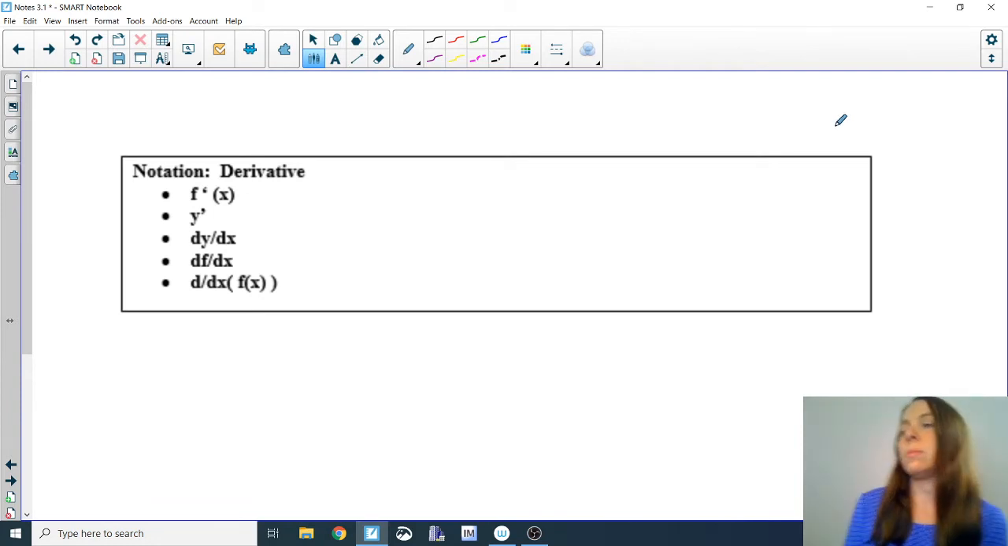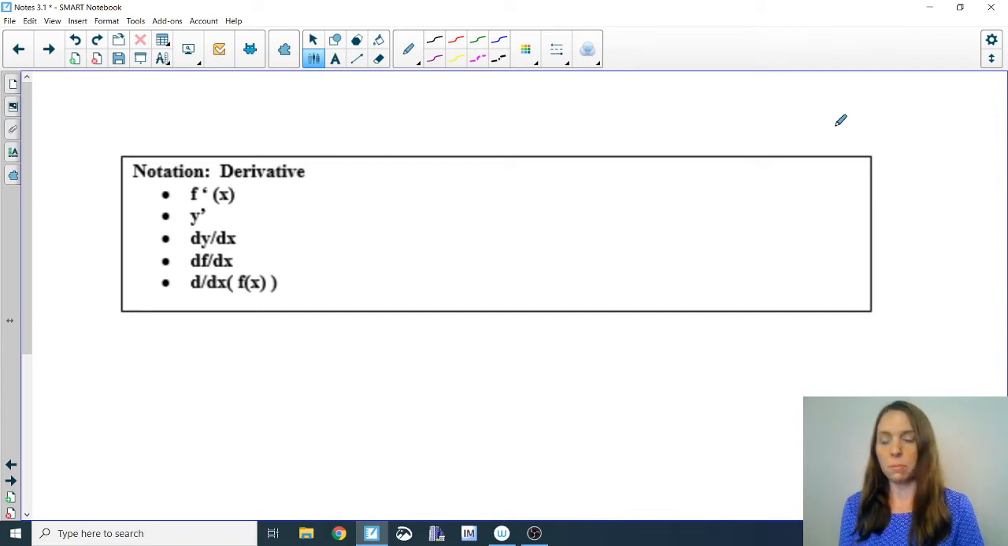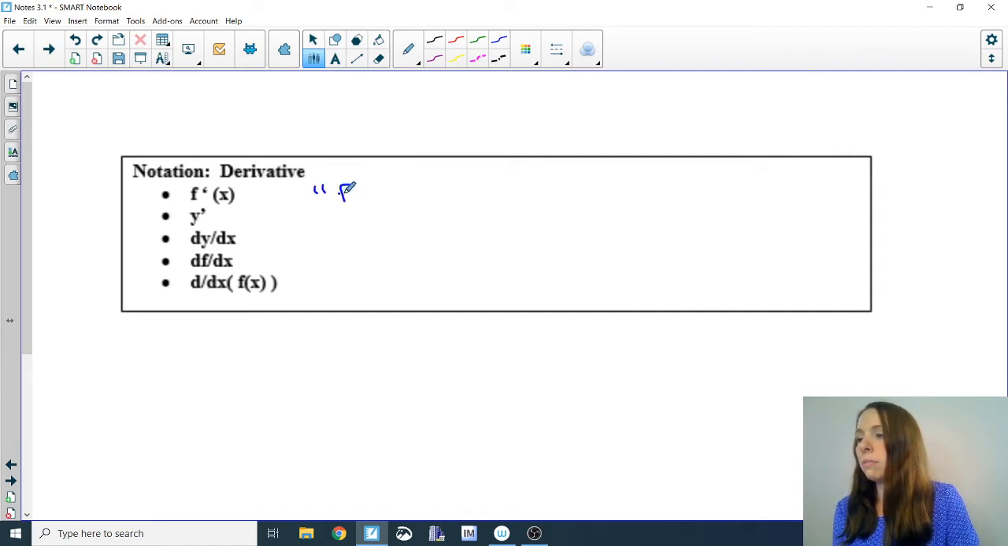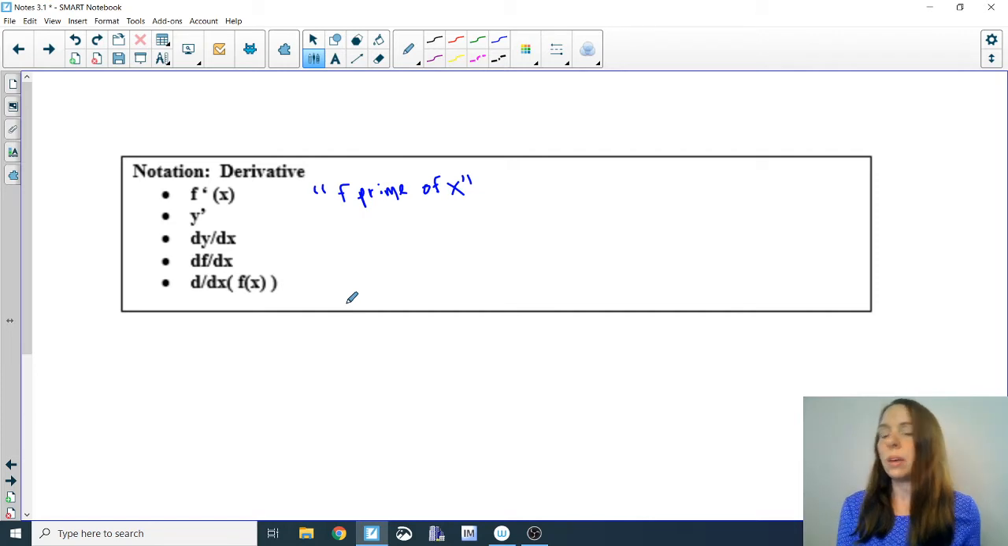Next, I just would like to share with you some notation. One of them we already discussed. Just remember that this little apostrophe, when you see that on a function, you read that as prime. So we would call this f prime of x. When you see the apostrophe in calculus, you read that as a prime, and it indicates that you are showing a derivative. The next one would be y prime.